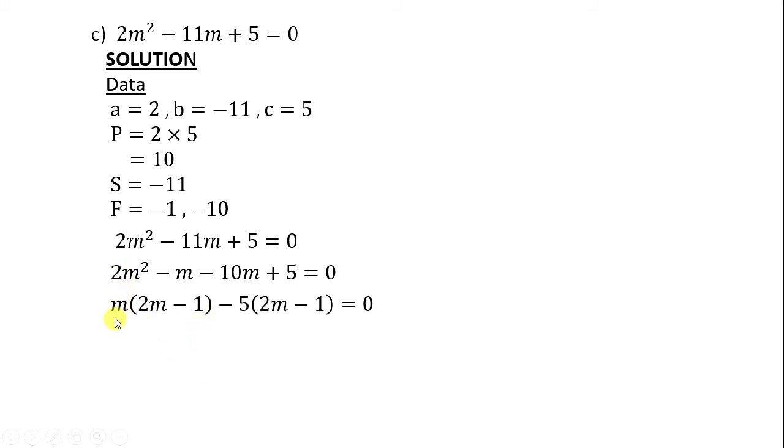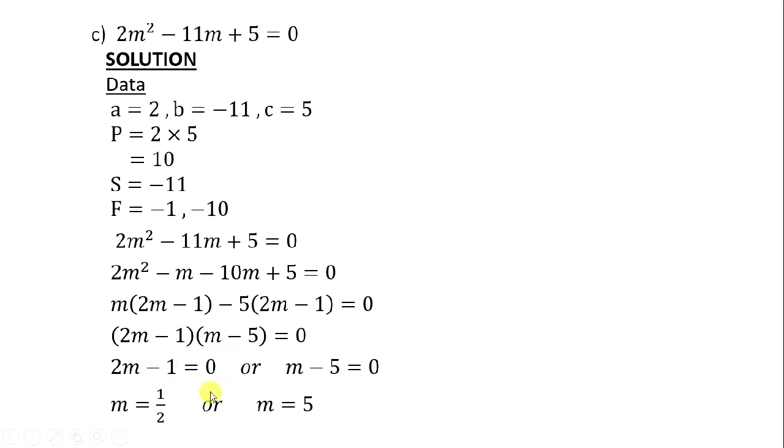Factorize by grouping terms. Our common factor is m. Our common factor between -10m and 5 is a -5. What will remain here? 2m minus 1, which is our common factor. Group what has remained. That should be equal to 0. And then we are going to equate 2m minus 1 to 0 and m minus 5 to 0 to find the value of m. We'll transpose that -1 to the right to become a positive. Our m will be equal to half, or our m will be equal to 5.